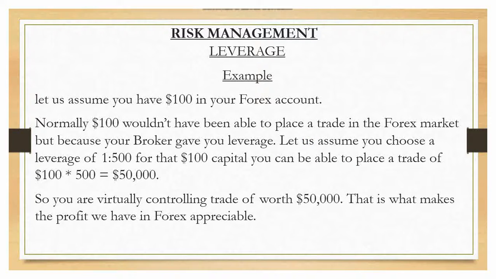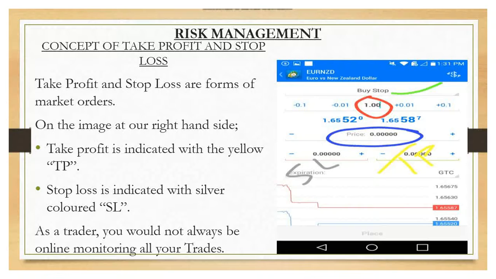Let us assume you have $100 in your forex account. Normally $100 wouldn't have been able to place a trade in the forex market, but because your broker gave you leverage, let us assume you chose a leverage of 1:500 for that $100 capital. You can place a trade of $100 times 500, which is $50,000. So you are virtually controlling a trade worth $50,000. That is what makes the profit we have in forex appreciable.